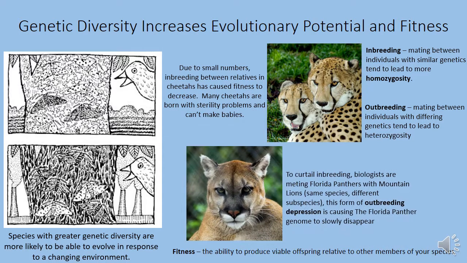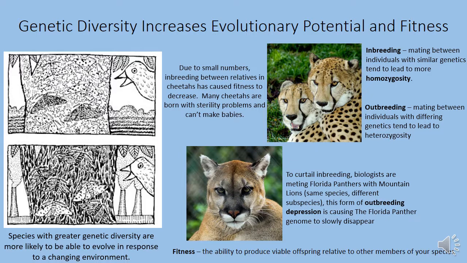So outbreeding does that. And if we look at cougars, the Florida panther, there were very few of these left. I think it was like 30 of them or something were left in the world. And so biologists got Florida panthers, and they got mountain lions, which were the same species but different subspecies. They're really different. Mountain lions live out west, in high, dry mountains. The Florida panther lives in the Everglades swamps. So they're kind of different. And so they got them together and bred them because they didn't want them to be like the cheetahs, right?